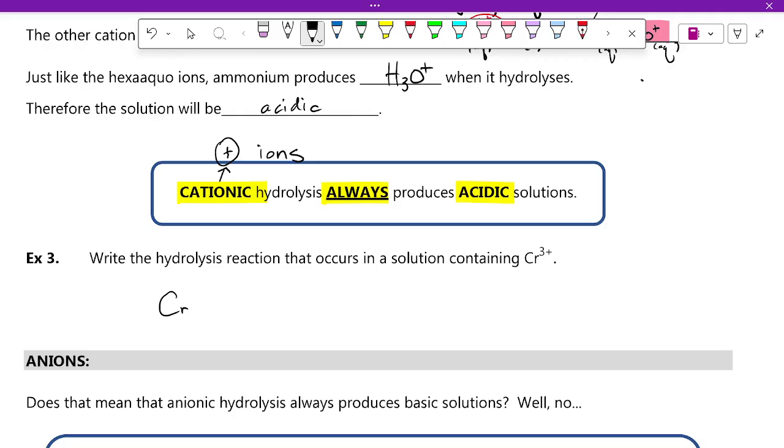So like that, and then react that with water. Because hydrolysis is the reaction time.